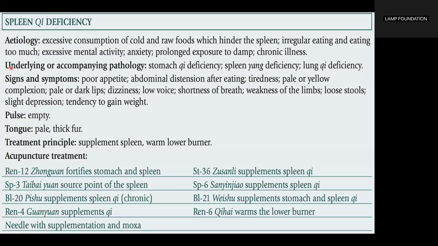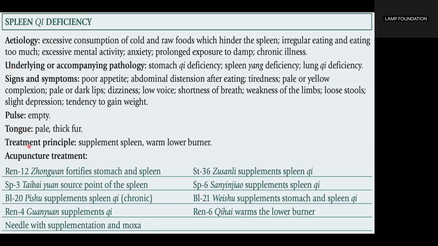Signs and symptoms: poor appetite, abdominal distension after eating, tiredness, pale or yellow complexion, pale or dark lips, dizziness, low voice, shortness of breath, weakness of the limbs, loose stool, slight depression, tendency to gain weight. Pulse is empty, tongue pale, thick coating.